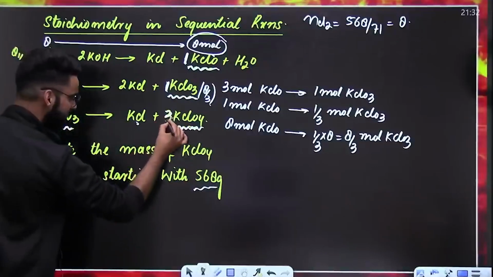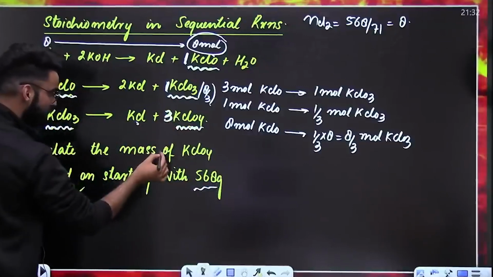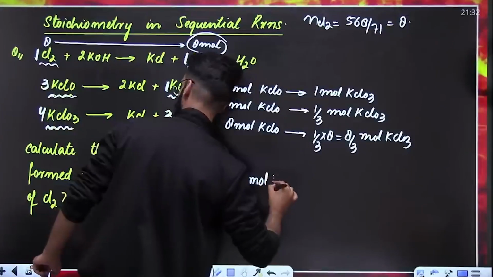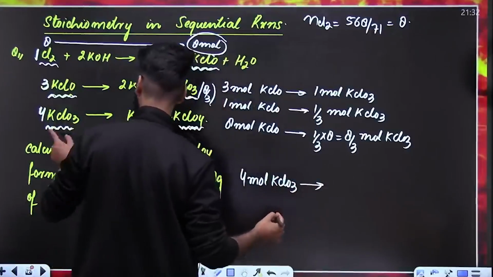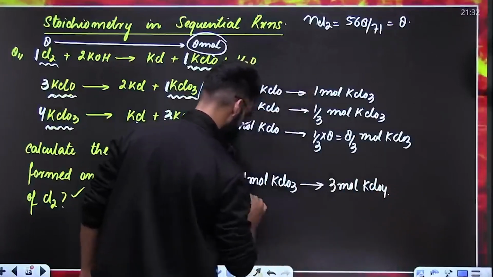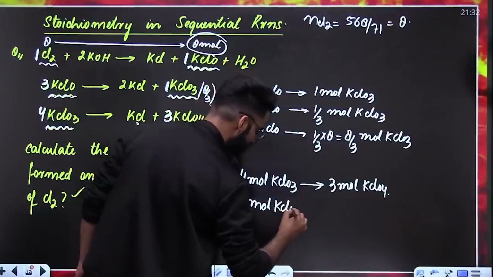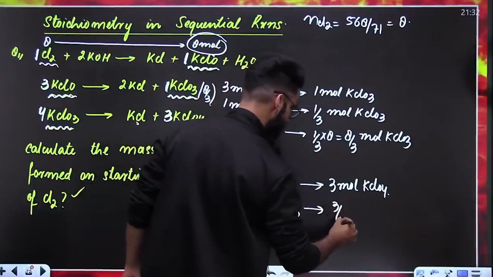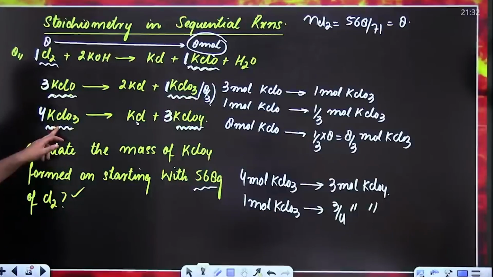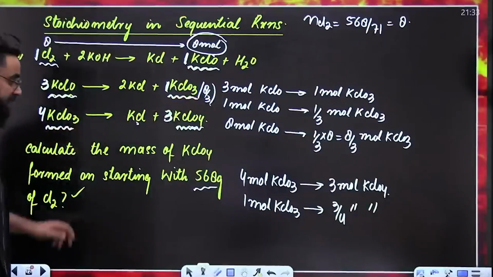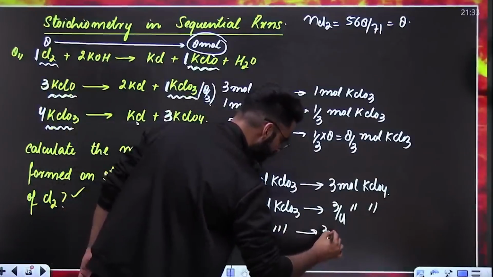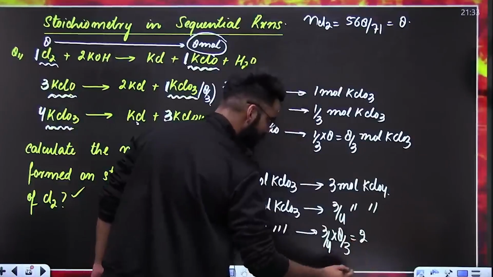Have a look. 4 moles of KClO3 gives us 3 moles of KClO4. So 1 mole of KClO3 gives us 3 by 4 moles of KClO4. But do I have only 1 mole of KClO3? No, we have got 8 by 3 moles of KClO3 here. So I can say 8 by 3 moles of KClO3 gives 3 by 4 multiplied by 8 by 3. The value comes out to be 2 moles of KClO4.